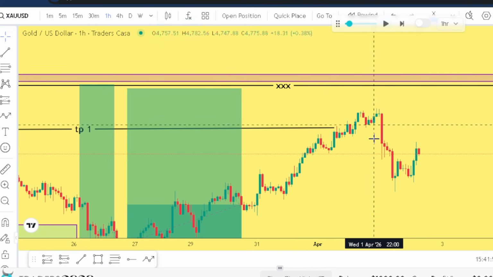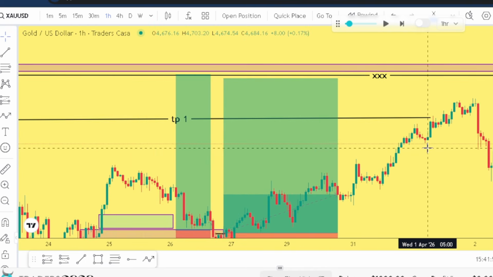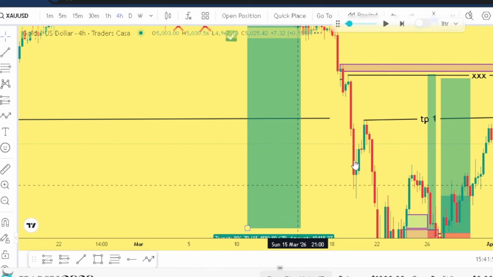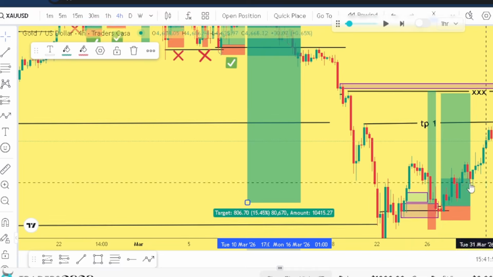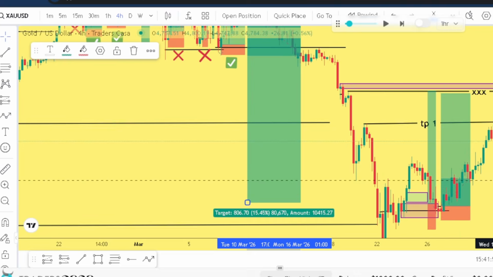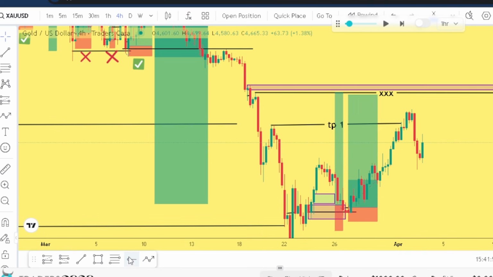So I see another possible way to make an entry. So let's go back to the 4 hour. I want to show you how you could make another re-entry. Now right here, you could make another re-entry because we have this key level. So price has broken that high.